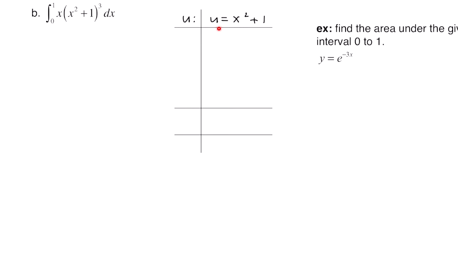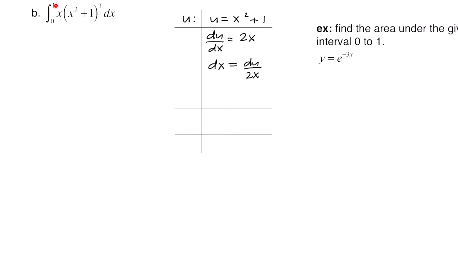Next, we take the derivative of this implicitly with respect to x. The derivative of x squared plus 1 with respect to x is going to be 2x. And then this is a proportion, so we'll bring the dx up and we'll move the 2x down. So we get that dx is equal to du over 2x.